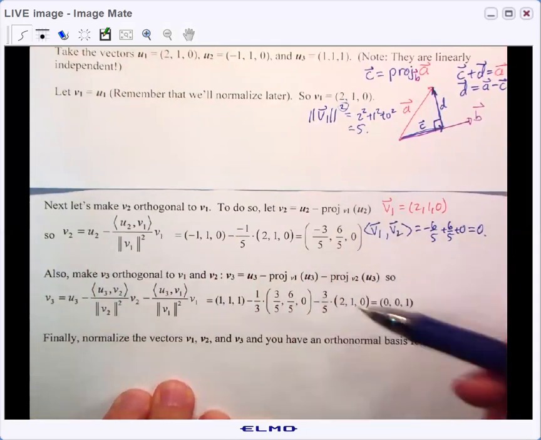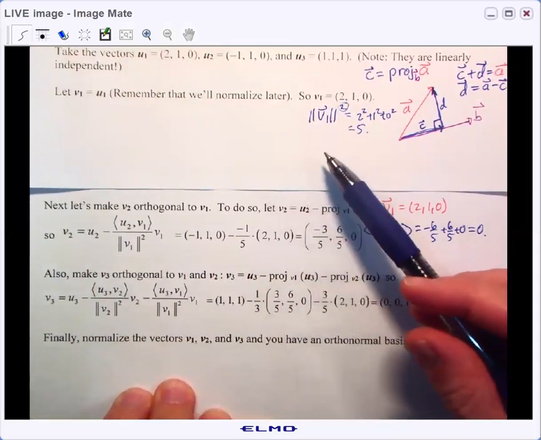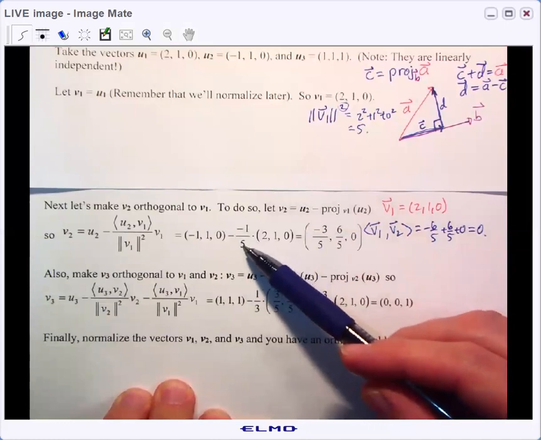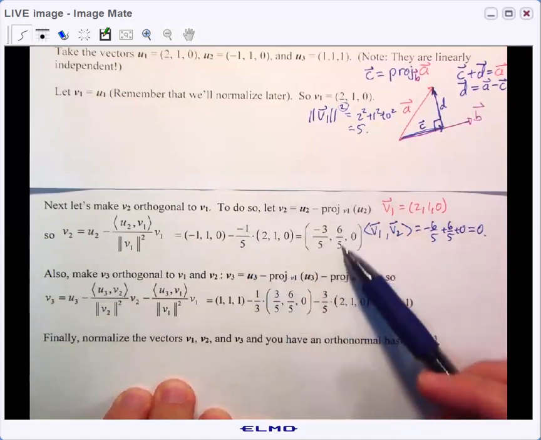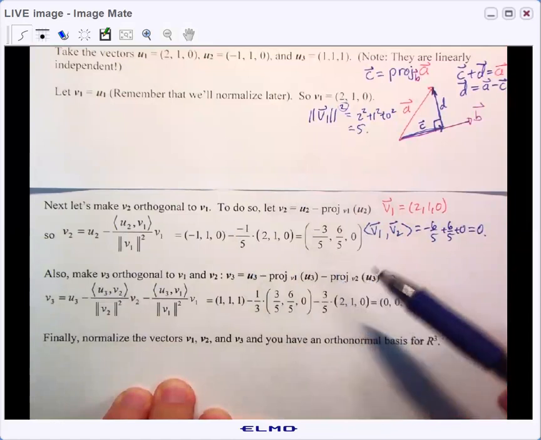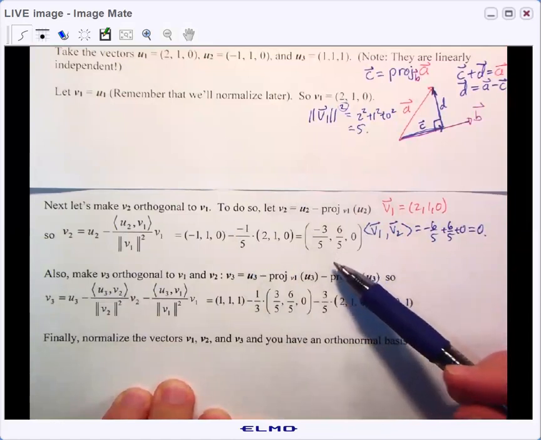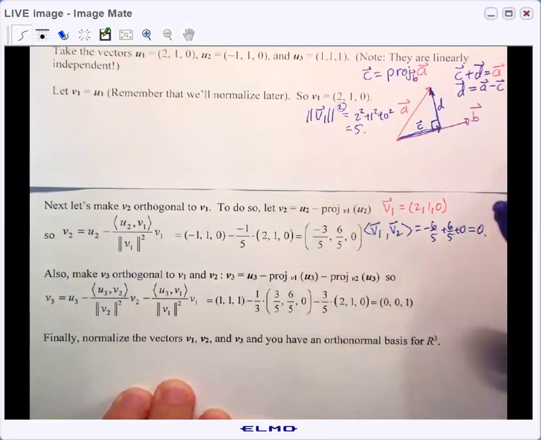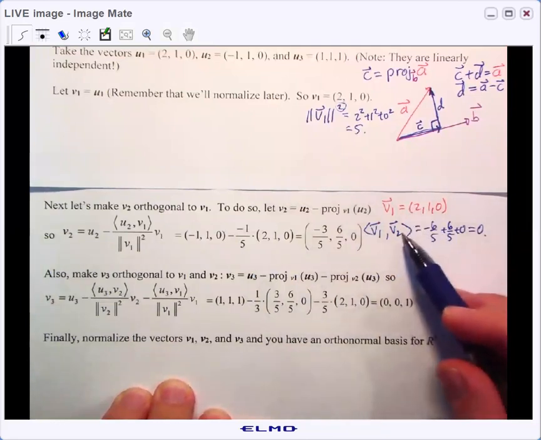Now, some people recommend normalizing as you go along. You could turn this into a length 1 vector, but that's going to involve more square roots. If I'm doing this by hand, I'm going to wait to do that till later. All right, so now we've got 2 orthogonal vectors.